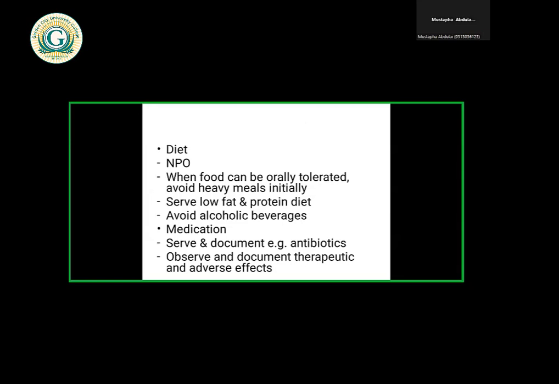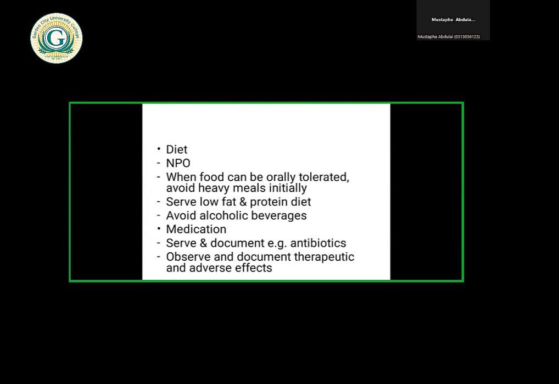For diet, we put them on NPO. But when they can tolerate some food, we avoid heavy meals. We give them very soft meals. We serve them a low fat and low protein diet because we know that they cannot digest the protein and the fat in there. We also encourage them to avoid alcoholic beverages.